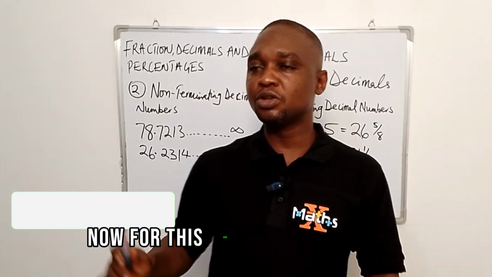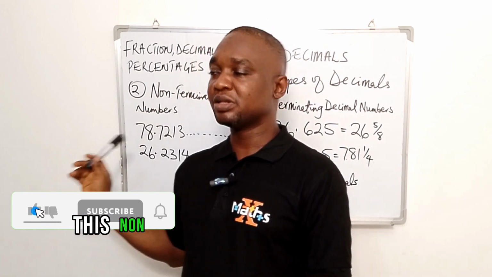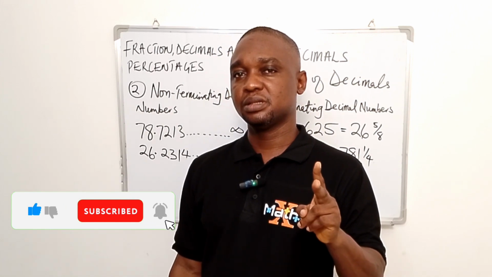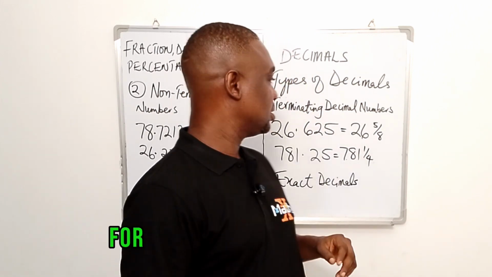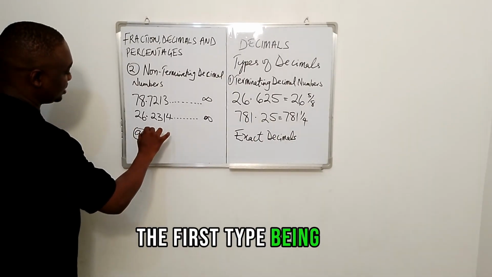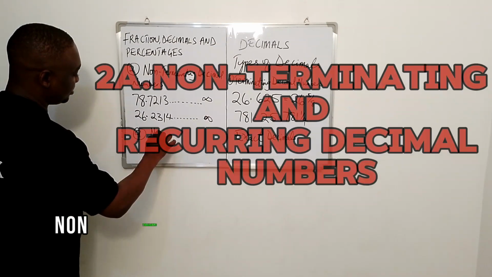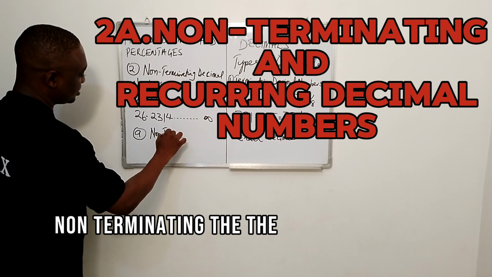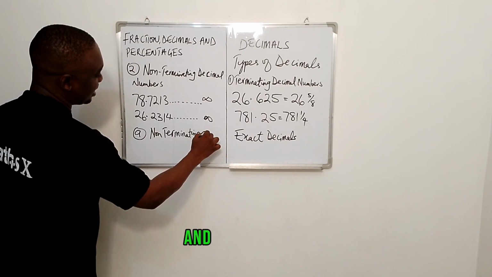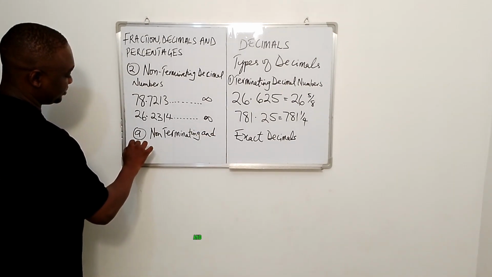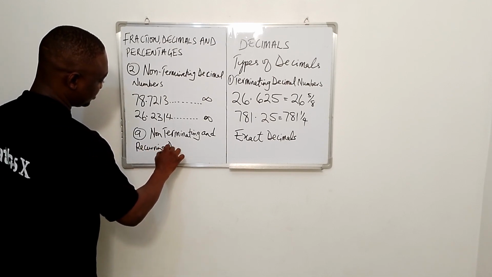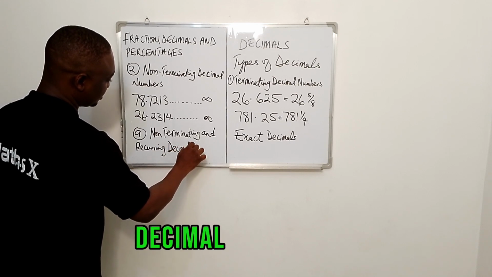Now, this non-terminating type of decimal number also has two types. The first type being the non-terminating and recurring decimal numbers.